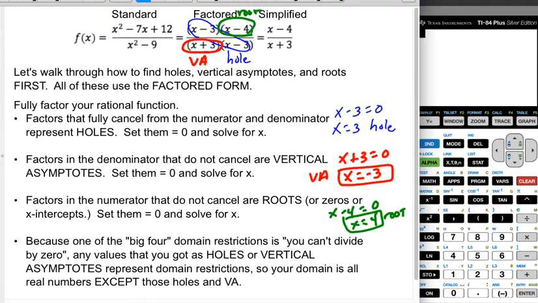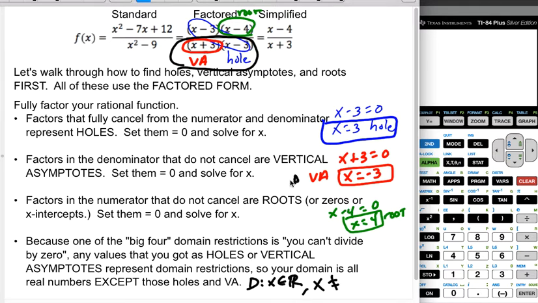So that's why we want this fully factored form, right? So what's happening is this fully factored form very quickly gives us all three of those pieces of information. Because in the big four domain restrictions, you are not allowed to divide by 0. Any of the stuff that causes a problem on the bottom is automatically a domain restriction. So my domain is going to be all real numbers. So x is an element of reals, but x cannot be this thing or this thing. So we're going to say negative 3 or 3, and that's going to be my domain. So in this exact example, that's how we would find the domain, the roots, the vertical asymptotes, and the holes.